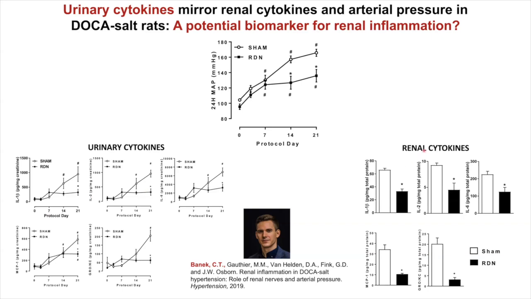These are the renal cytokines at the end, and basically what I'm going to point out here is they're decreased by the denervation, similar to what we see in the urine itself. So the point here is the cytokines do show up in the urine. If they're cytokines that can be driving the afferent nerves, they could be a biomarker predicting efficacy of afferent renal denervation.